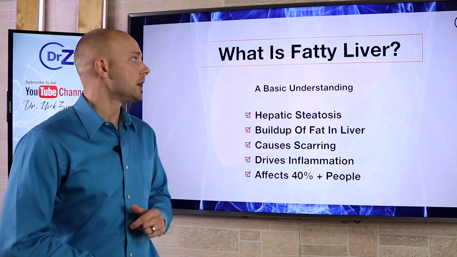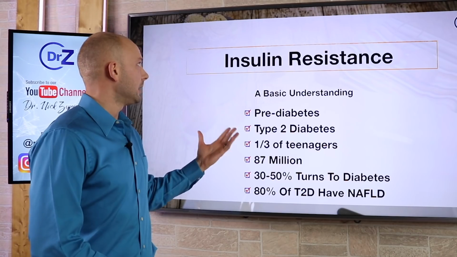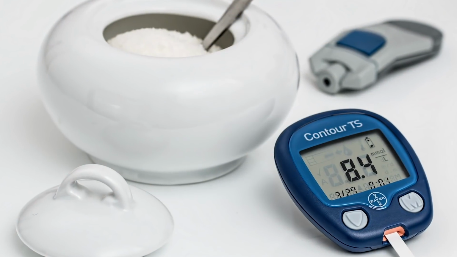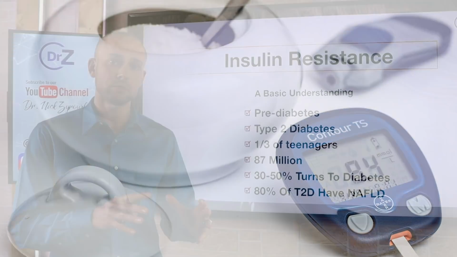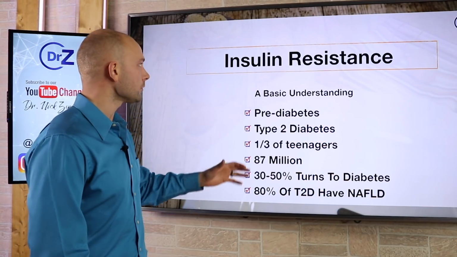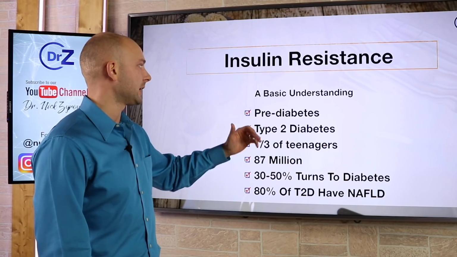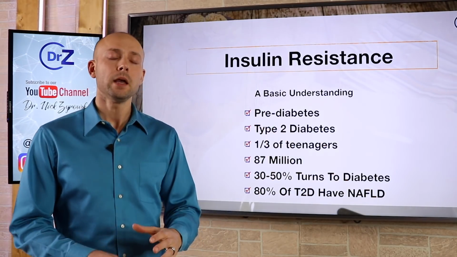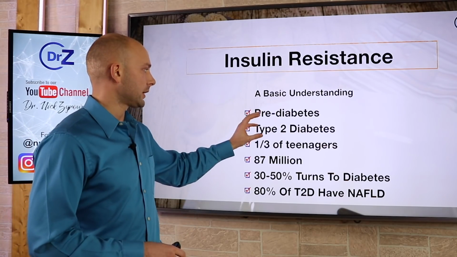But let's talk about the different causes of this. Now, the first one here is going to be insulin resistance. There are a lot of people, just like with fatty liver, who are suffering from insulin resistance and they have no clue. So when we look at insulin resistance, it's basically going to be categorized into pre-diabetes and also type 2 diabetes.